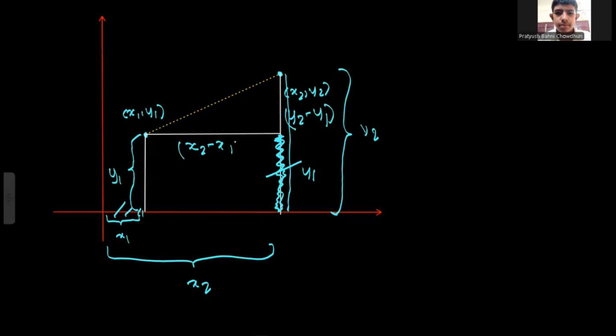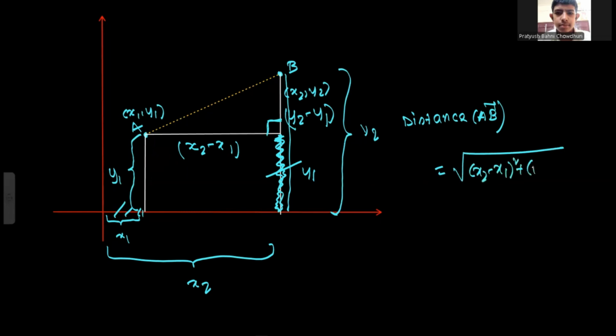And what is the distance? It is a right angled triangle. Therefore, the distance is this hypotenuse. Let the points be A and B. The distance from A to B is root over of x2 minus x1 whole square plus y2 minus y1 whole square.